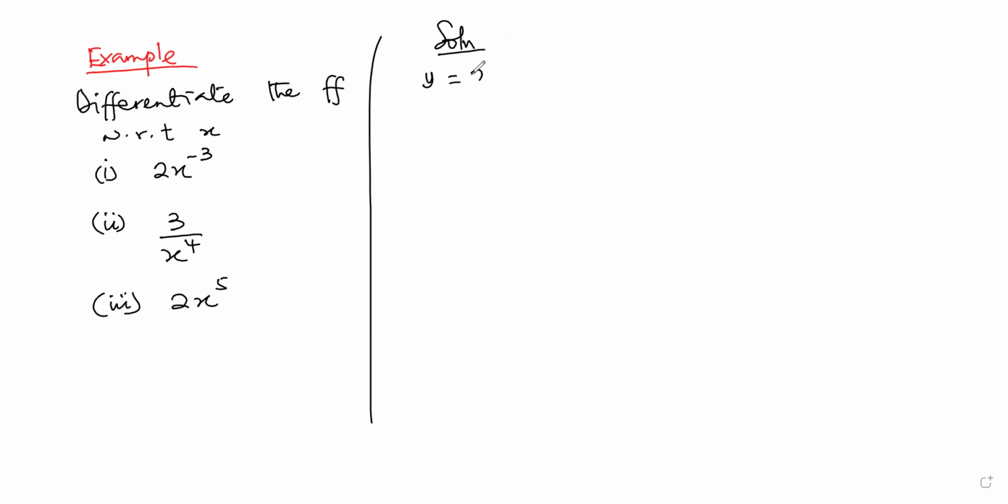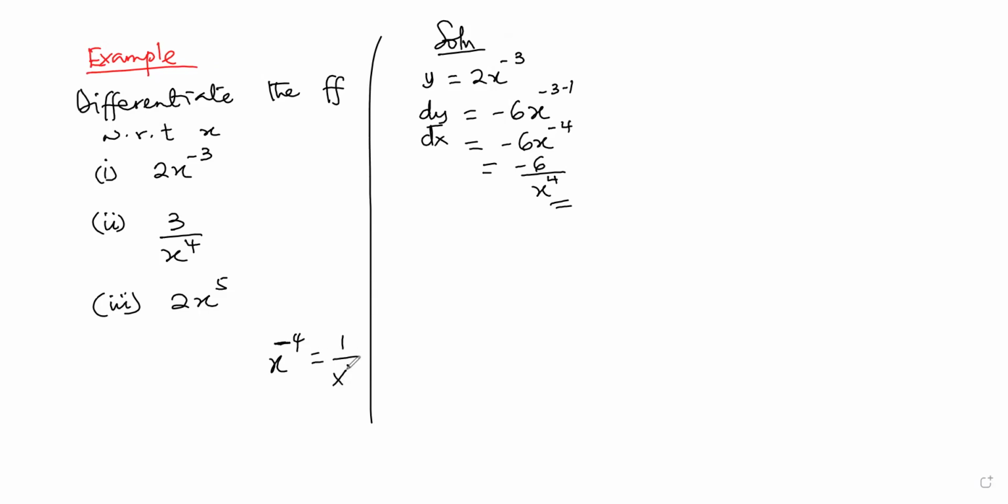So let's solve. If I have y is equal to 2x to the power minus 3, we find dy/dx. So dy/dx is equal to negative 3 multiplied by 2, giving negative 6, and you bring your x with the power minus 3 minus 1, which will be negative 4. This is now minus 6 x to the power minus 4. Take the minus as 1 over x to the power 4.